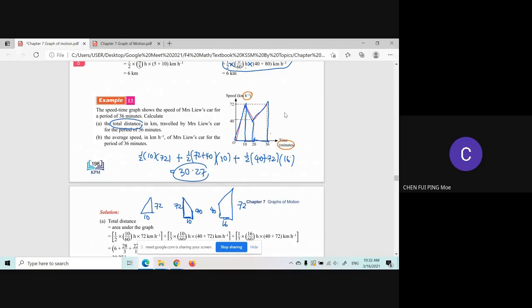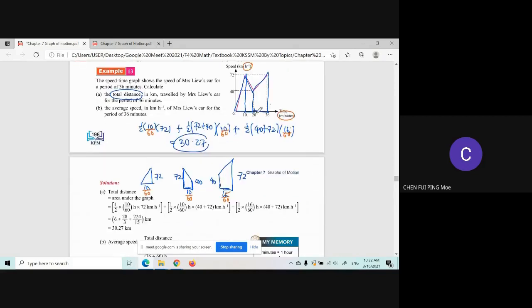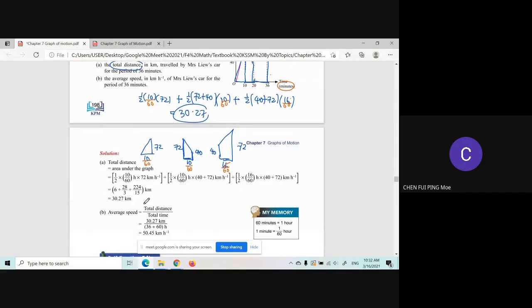So this 10 is 10 divided by 60. And for this one, also the same, 10 divided by 60. This one is 16 divided by 60. Then key in and you will get the answer. Okay, clear?